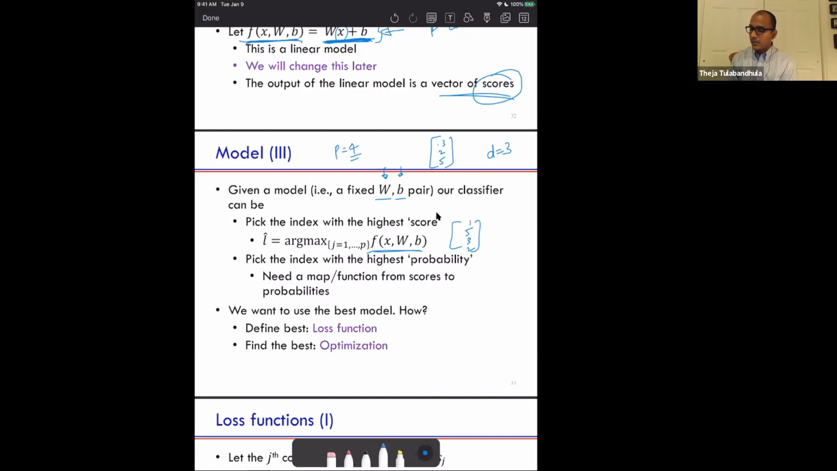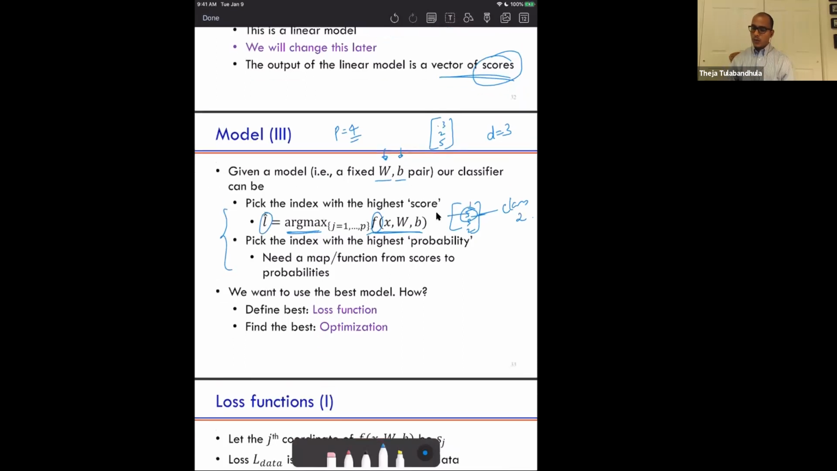So there are 4 numbers, and a very obvious thing that you can do is to pick the index of the highest number to be your class. For example, because the highest number is in the second coordinate, you can say my classifier is outputting the class label of this input to be 2. That's what this argmax means. If you have any questions, definitely type them in the chat. So that's one intuitive way you can figure out a classifier: pick a model and use that for classification.